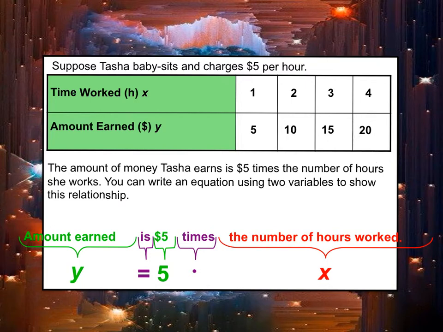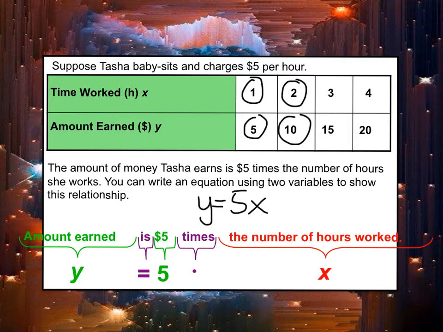Now that we have a table of values to represent how much money Tasha can make, we can also come up with an equation. The amount earned, which will be Y, is, and that's why we have an equal sign, $5 times, and this is our symbol for multiplication, the number of hours that she works. It's X. And so we create an equation from the scenario. One way to write it in a uniform way would be Y equals 5X. So every time we plug in an X value, our output would give us 5, 10, 15, and so on and so forth.